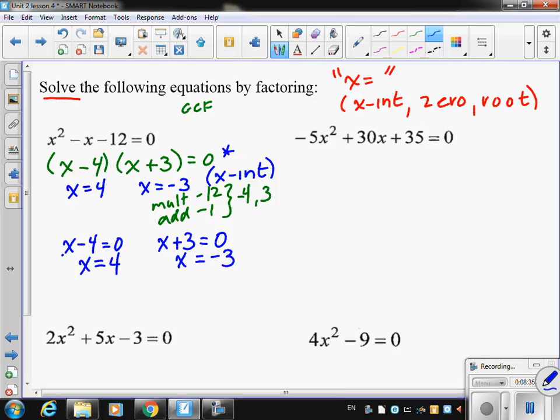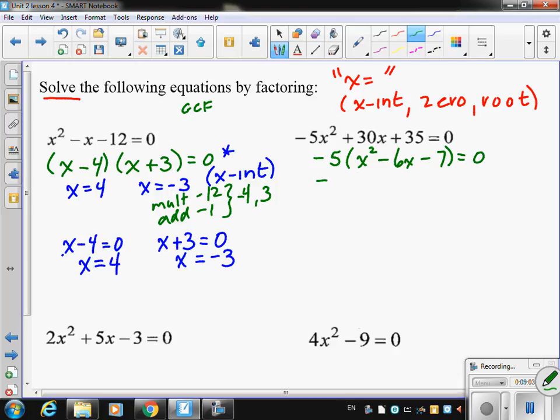Let's try the second one at the top here. I'm going to factor this thing. The first thing I look for is whether there's a greatest common factor, and there is. For this one, the greatest common factor is negative 5. If I factor out negative 5, in my brackets I'll have x squared, subtract 6x, subtract 7. Remember, negative times negative is positive, so I'd get what I started with.